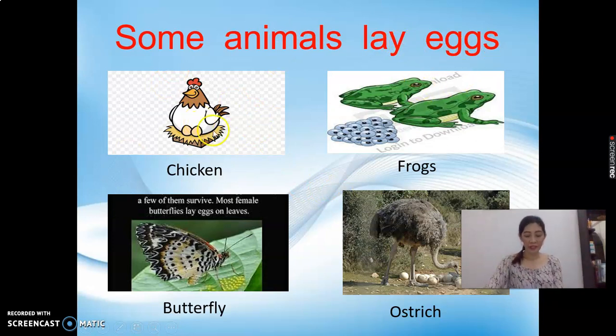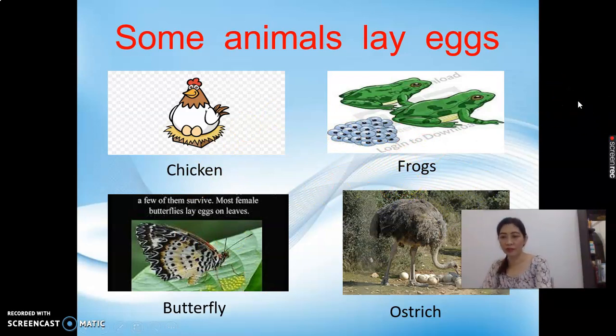So the first animal is chicken. So chicken is laying eggs. And number 2 is frog. Frog is laying eggs. So the third is butterfly. So butterfly is laying eggs. So the fourth is ostrich is laying eggs. So this is our example of animals laying eggs.